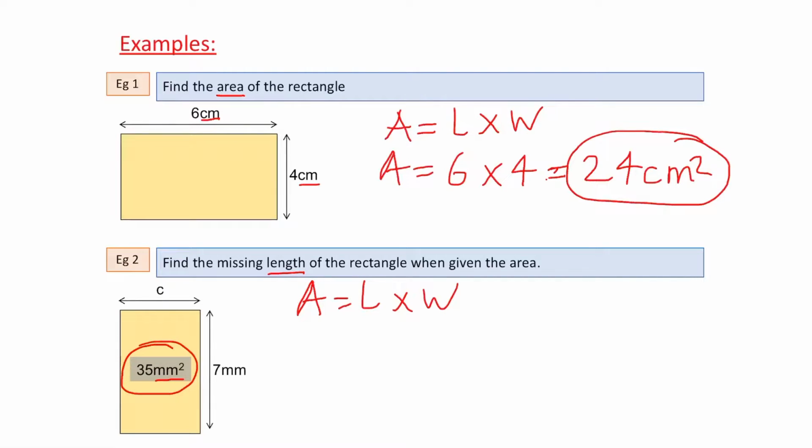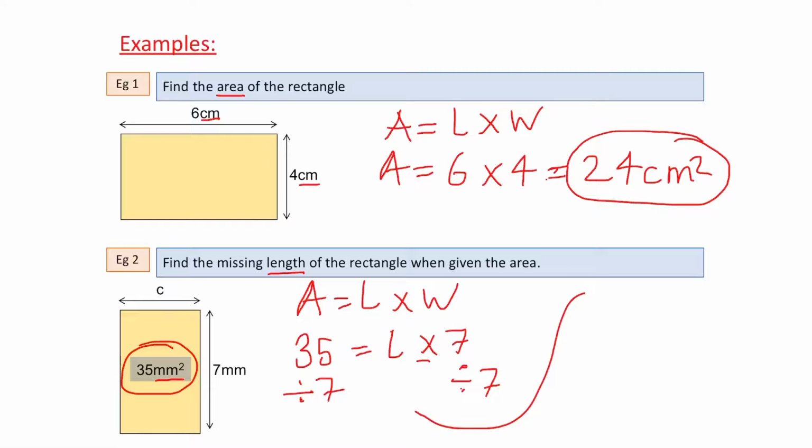We know what the area is and we know what the width is, so we need to rewrite this equation with the area and the width. So 35 is equal to L times 7. We are now going to solve this equation by using inverse operations. So we have multiplication on the right hand side. The inverse of multiplication is division, so we are going to divide both sides by 7.